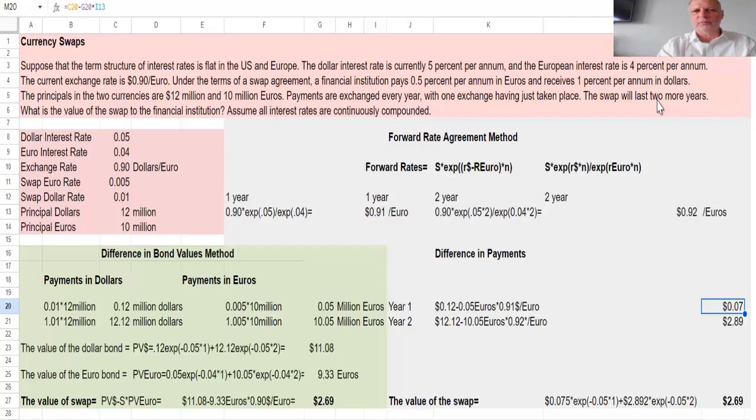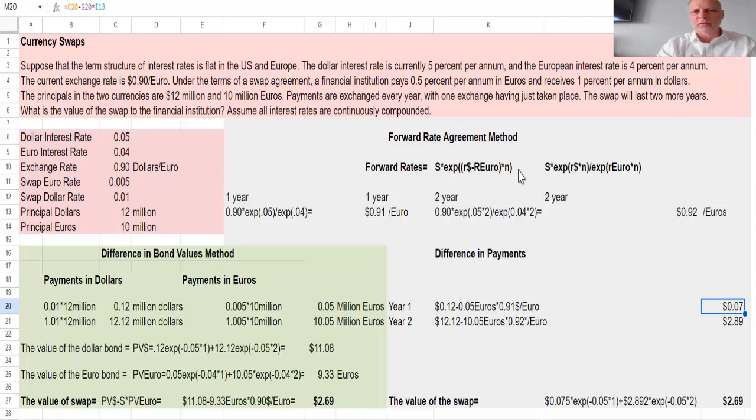We will value this swap in 2 different ways, the forward rate agreement method and the difference in bond values method. We will start with the forward rate agreement method. To do this, the first thing we have to do is get an estimate of the exchange rate 1 year from now and 2 years from now. Currently it's $0.9 per euro.